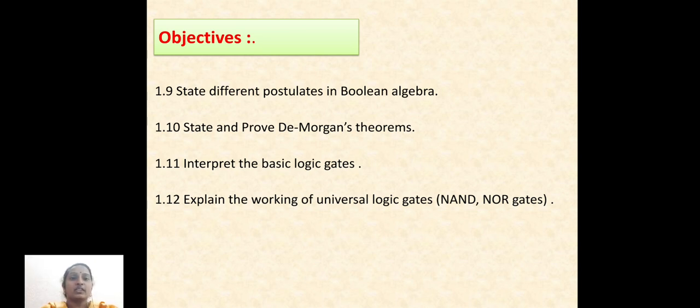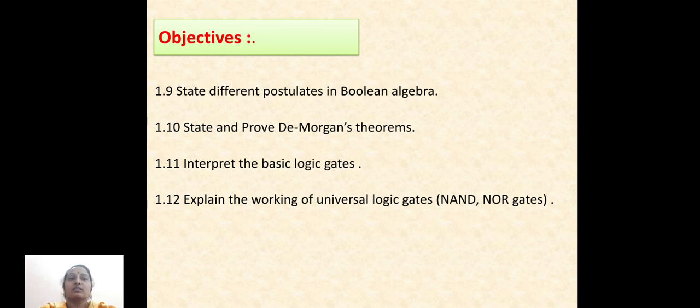How many digits are there in the decimal number system? 10, 0 to 9. What are the digits in binary? 0 and 1. What are the digits in the hexadecimal system? 0 to 9, A to F. What are the digits in the octal system? 0 to 7. So, these are the different number systems we use in our digital electronics.